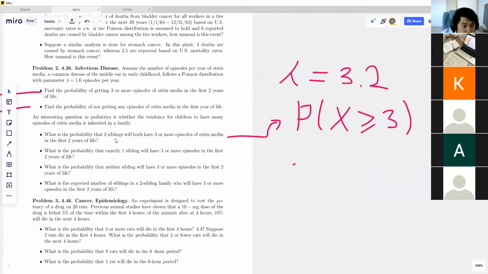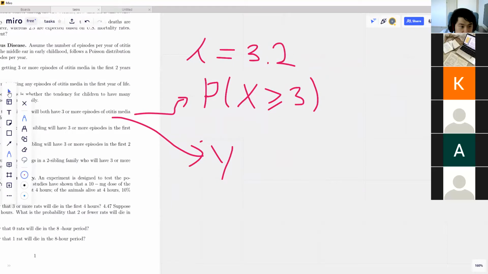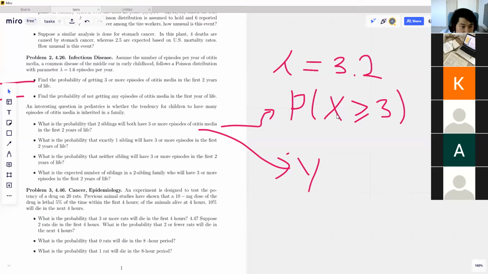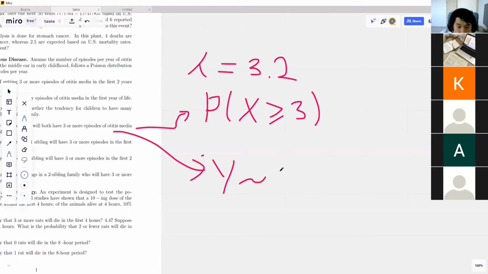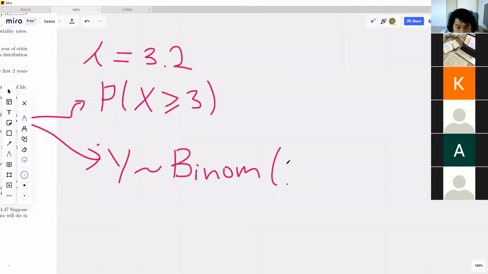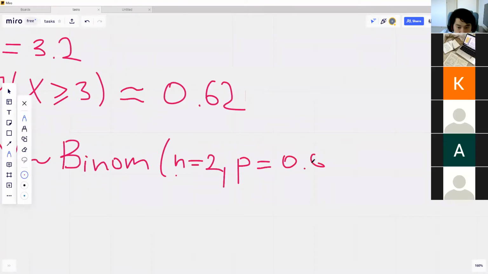Now we need to find the probability that 2 siblings will both have 3 or more episodes of otitis media. So we can model that with a binomial random variable. Let's call that random variable Y. It will count the number of occurrences of otitis media 3 or more times for 2 children. So Y will follow a binomial distribution with n equal to 2 and probability of success equal to the value that we calculated here. I believe it was 0.62. So this is 0.62.